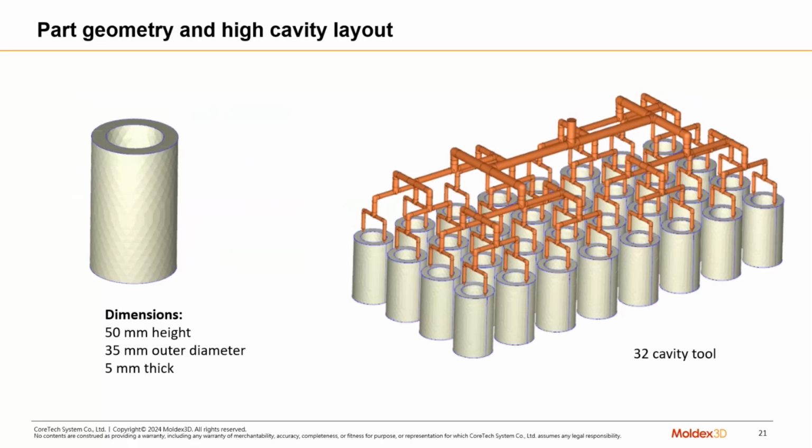So, part geometry and high cavity layout. This is the example we're going to use. This is the 32 cavity tool, and these are the dimensions of the part. It's about 2.5 inches in height, 5 millimeter thick on the wall section, and this is how the mold looks.